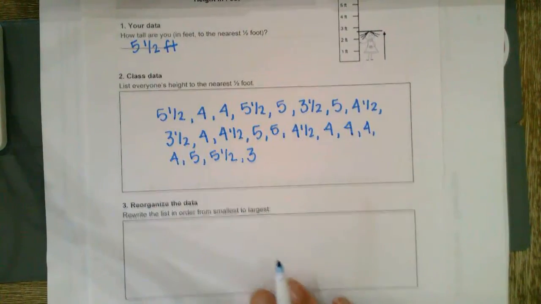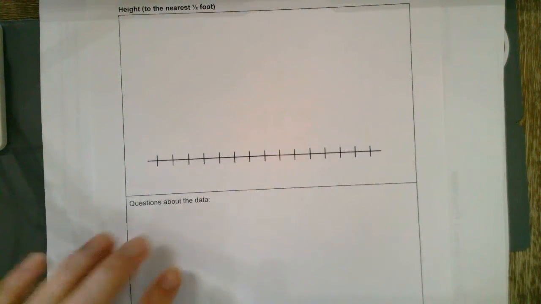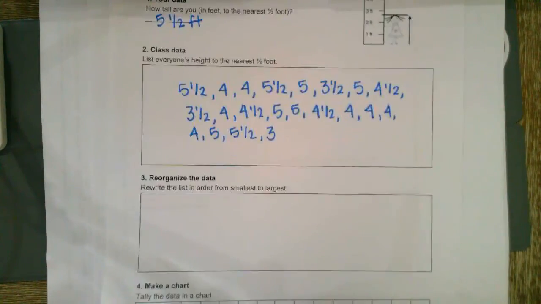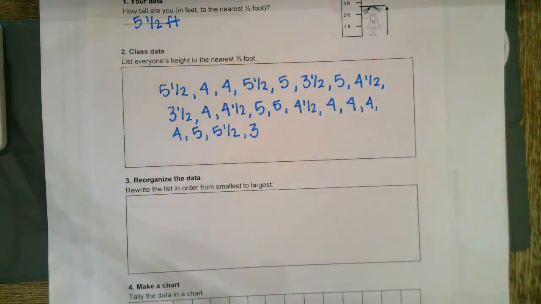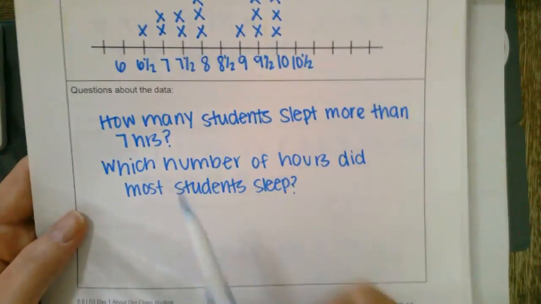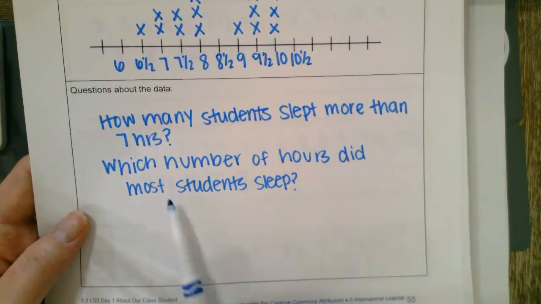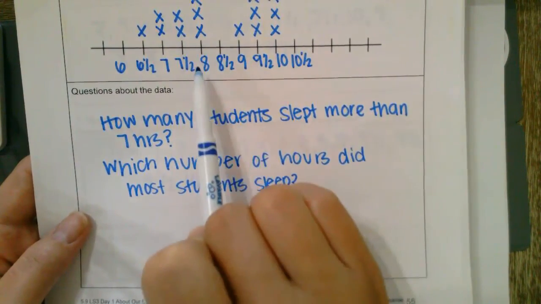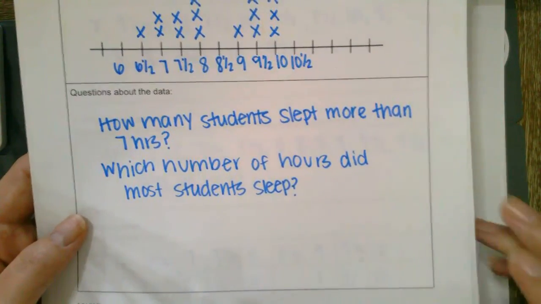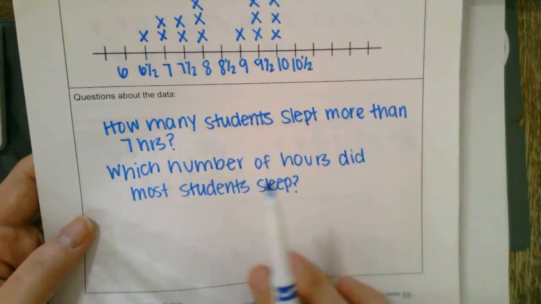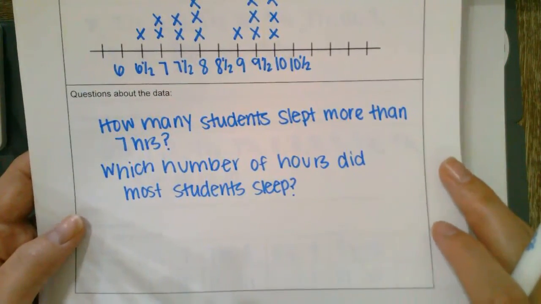And the only difference now is when you come up with your questions about your data, go ahead and answer 2 of your questions. So an example is, we answer this: which number of hours did most students sleep? Well, they slept mostly 8, 9.5, and 10. So be sure to answer 2 of your questions, but spend a lot of time coming up with the amount of questions from the data.